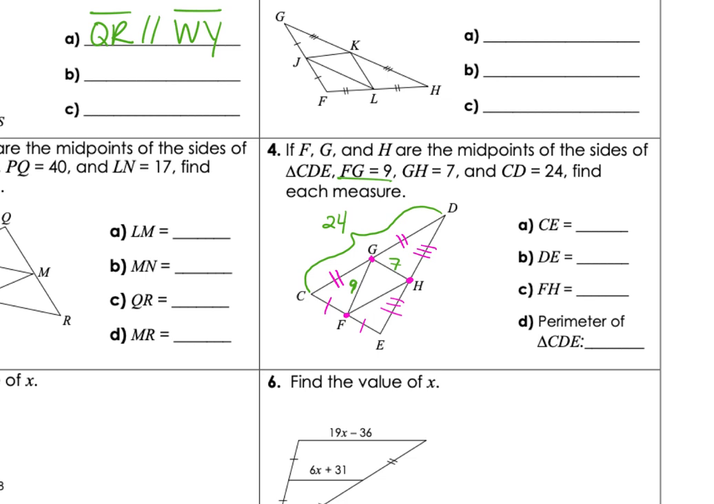Tell me what you got for CE. 14. So if you know that this length is 7, then this would have to be double that. What does that mean for CF? It would be 7, right? These are going to be 7 and 7 because these are congruent. So if the whole thing is 14, then each individual piece is going to be 7 and 7. So CE is 14. You're just doubling 7.